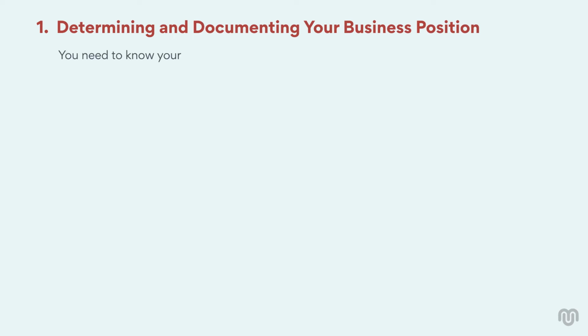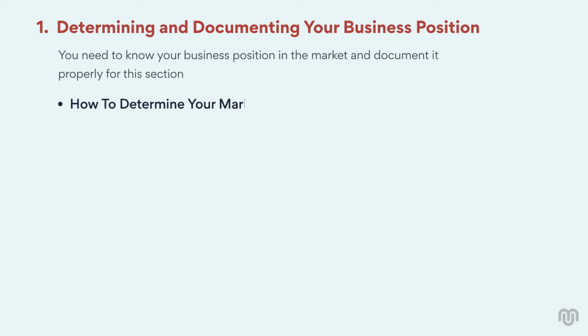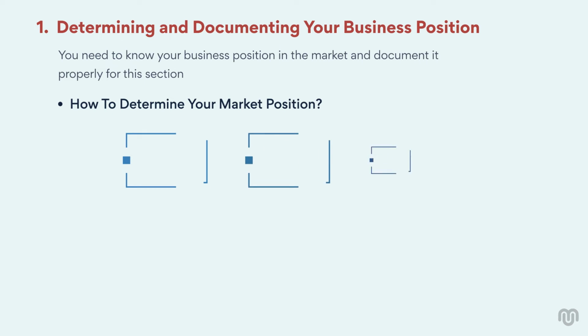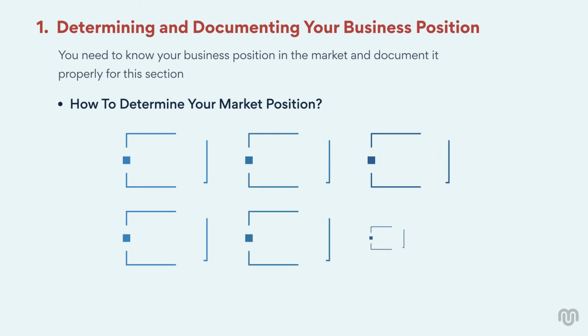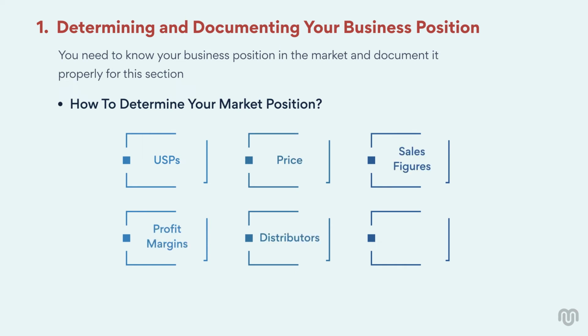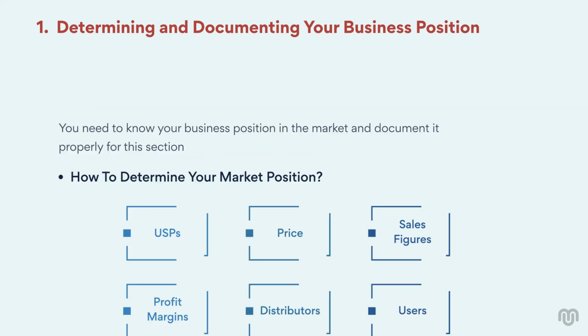You need to know your business position in the market and document it properly for this section. Let's check out how to determine your market position. To determine the market position, you need to gather crucial details like unique selling proposition, price, sales figures, profit margins, distributors, and users for your company and your competitors' companies. Compare that data and put it up on the competition graph.